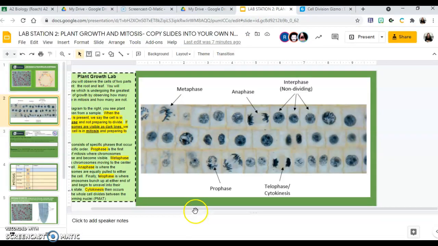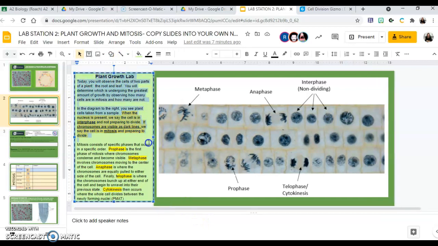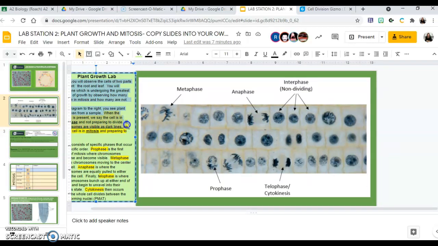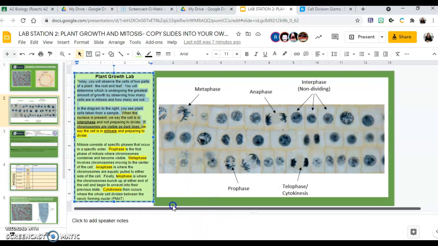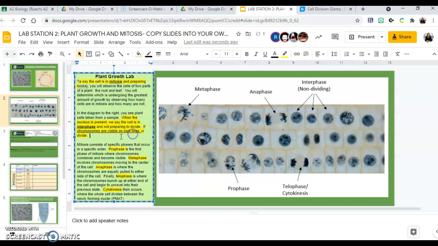First thing you're going to do is read your instructions over here. It says, today you will observe the cells of two parts of a plant, the root and the leaf. You will determine which is undergoing the greatest amount of growth by observing how many cells are in mitosis and how many are not. In the diagram to the right, you see plant cells taken from a sample. When the nucleus is present, we say the cell is in interphase and not preparing to divide. If chromosomes are visible as dark lines, we say the cell is in mitosis and preparing to divide.